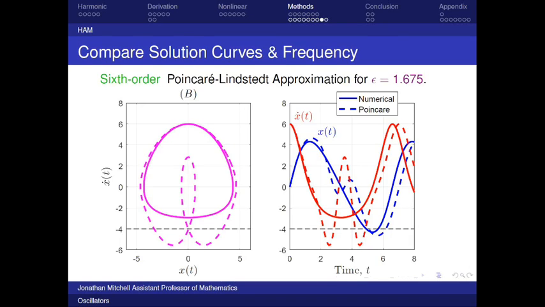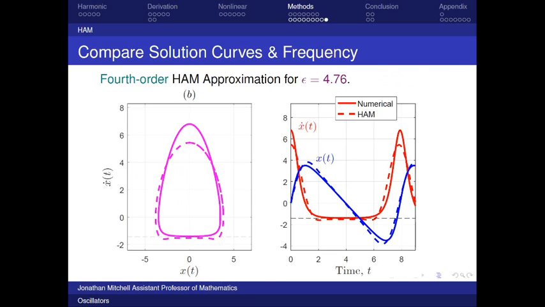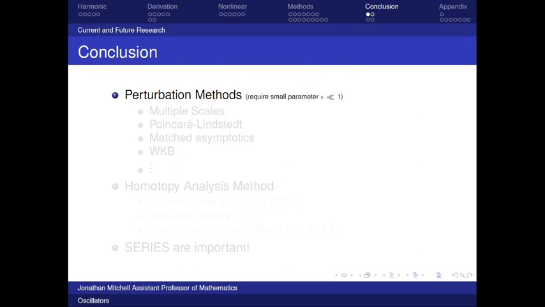This is using Poincare-Lindstedt as the dotted line, and the numerical is the solid line, and it's failing because the nonlinearity is pretty strong. So this is not a great picture. It's not approximating it very well, as opposed to the HAM, which approximates it pretty well. So this is a very strong nonlinearity, and yet the HAM's doing a fine job. So I kind of put that in a paper, submitted it, waiting to hear back.